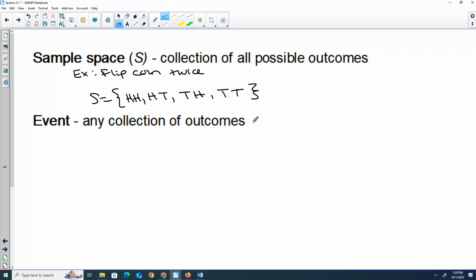An event is any collection of outcomes. So an event might be I flip my coin 6 times and I write down tails, tails, tails, tails, heads, heads. Okay, you're just writing down what happened. That's your event.